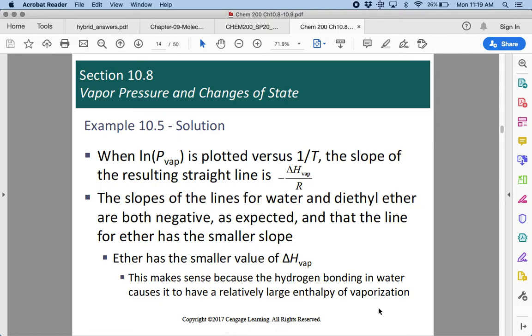And this makes sense. If you draw the Lewis structure of ether, we see that it has no hydrogen bonding, but water does. So it's going to take more energy to break apart water into its gaseous phase than it will for the ether.